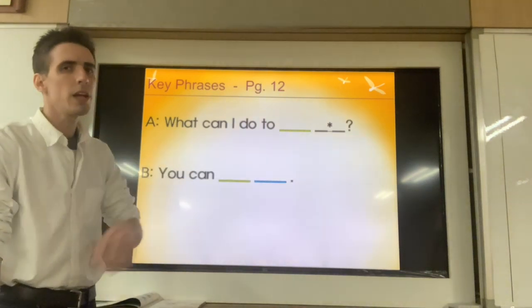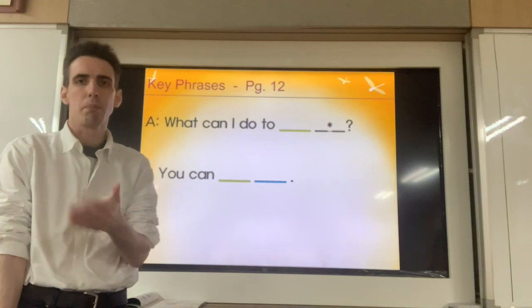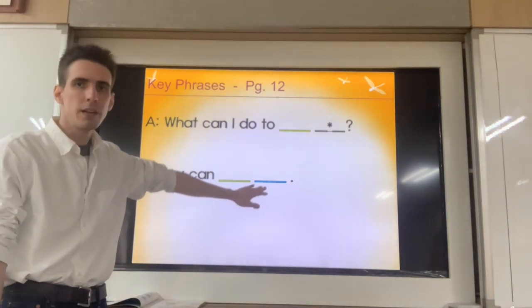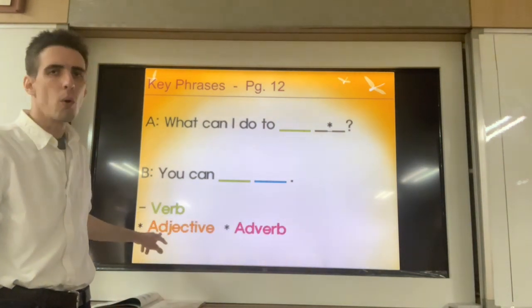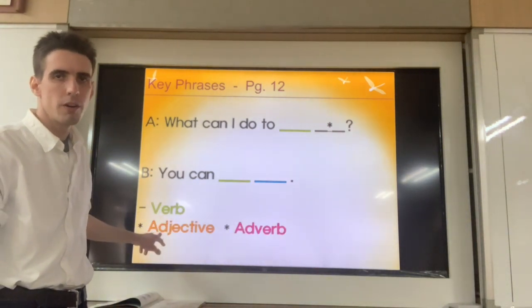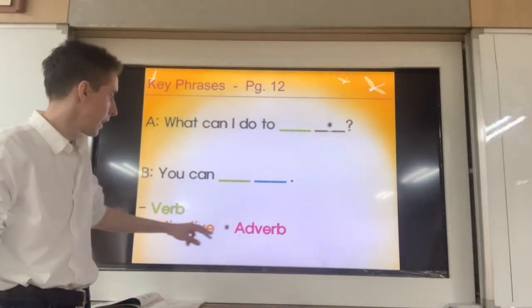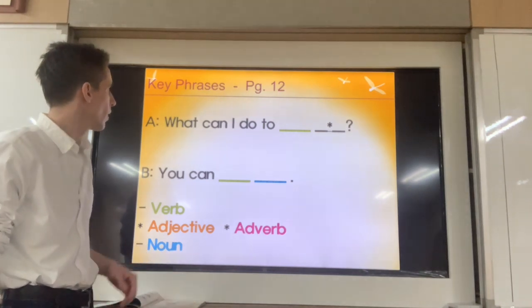So A, what can I do to blank blank? B, you can blank blank. Green line, verb. Blue line, noun. So verb. Orange lines are adjectives. Purple lines are adverbs. And blue lines are nouns. Okay.